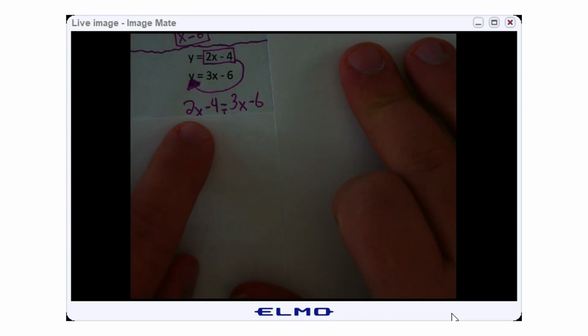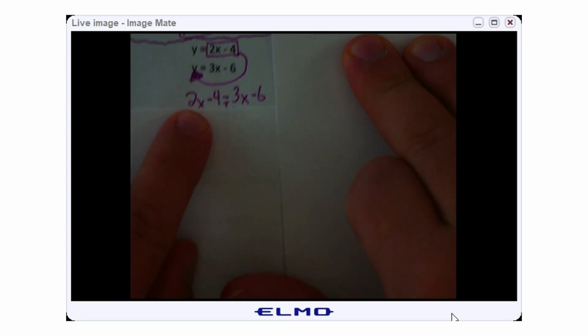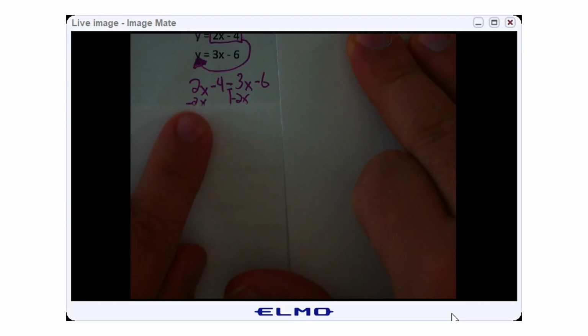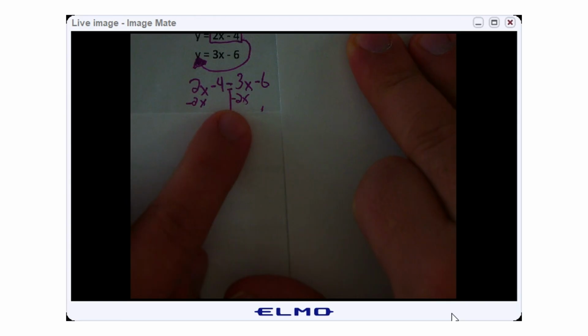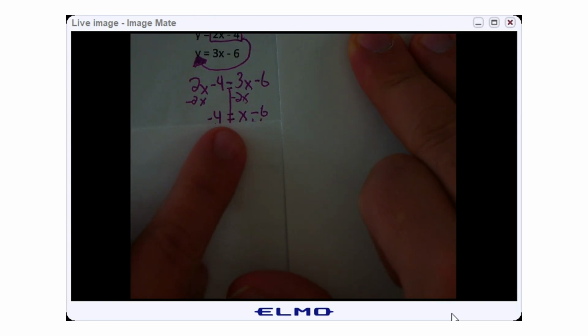Again, what I do is I cancel off the smaller variable. 2x is smaller than 3x. To cancel 2x, I subtract 2x from both sides. When I do that, it cancels off these 2x's. 3x minus 2x is x. So it'll look something like this.